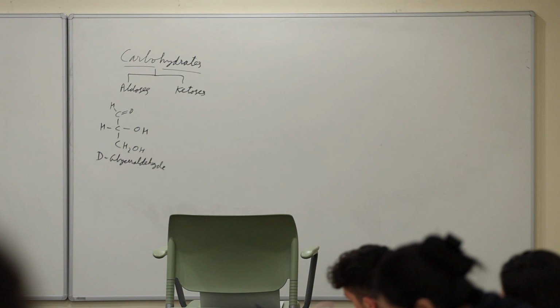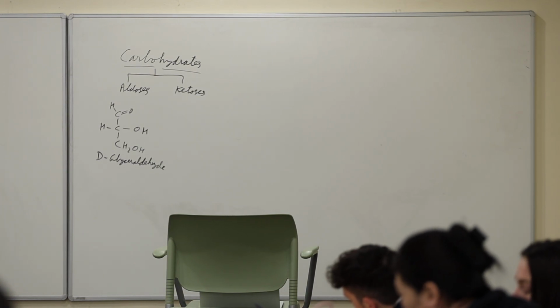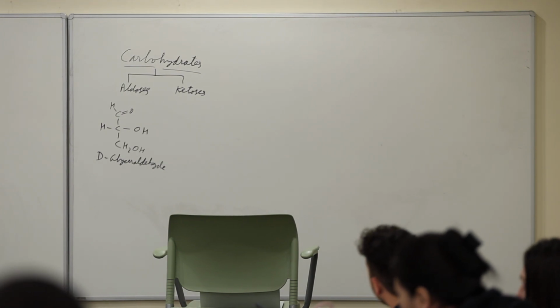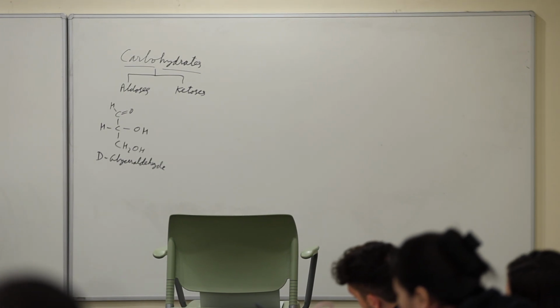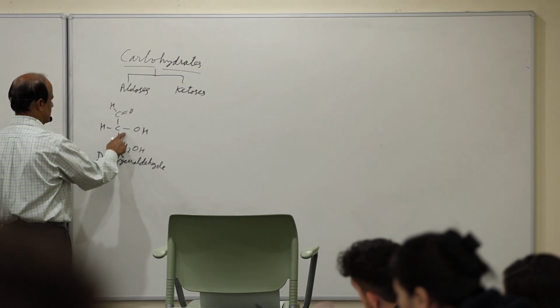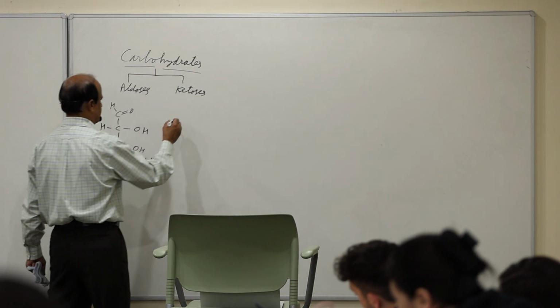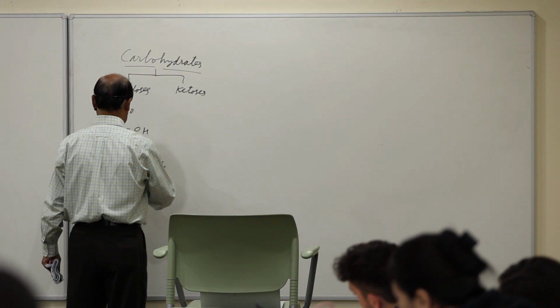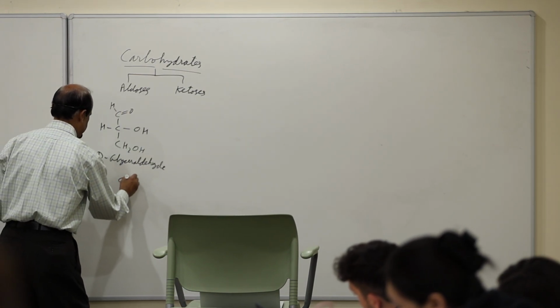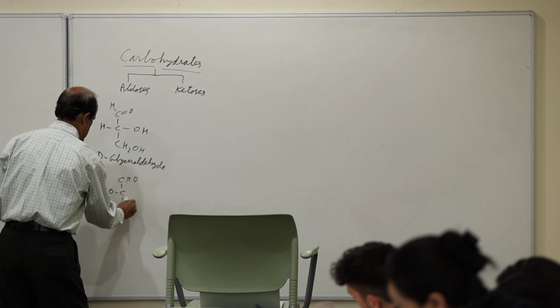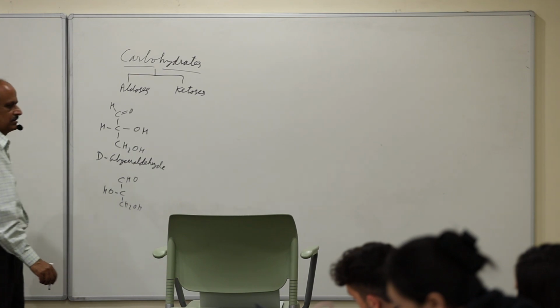This has one chiral center only. For the other carbohydrates, there will be more than one chiral center. But the first one from the bottom decides whether it is D or L. So this is the first one from the bottom. There is only one in this, and this is on the right side, so it is D-glyceraldehyde. And if it was on the left side, like this, then this would be L-glyceraldehyde.